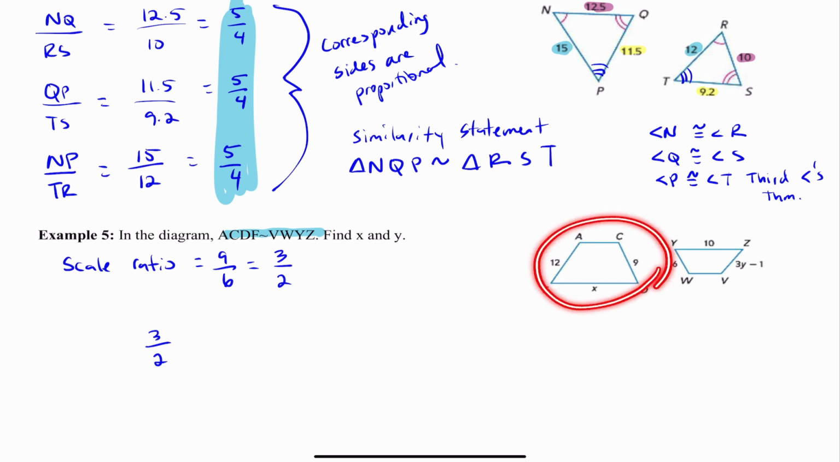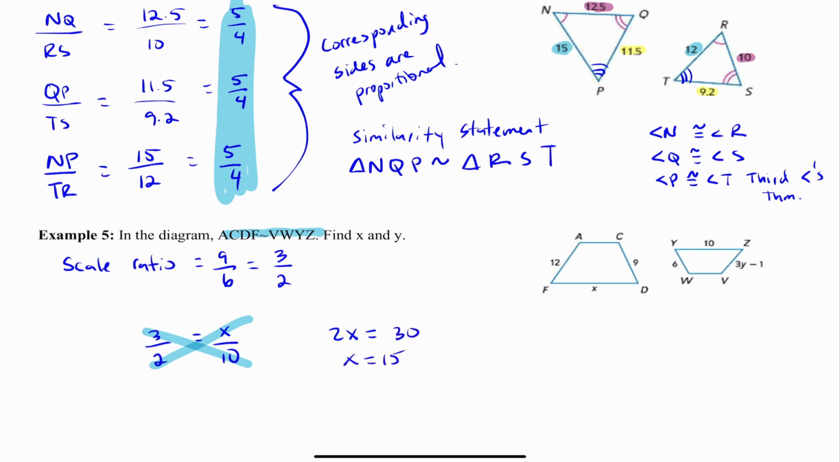So let's take a look at this first figure here. Here's my x, that's FD. So here's FD, the last 2 letters, and it corresponds with ZY. So ZY is here, and it corresponds with FD. So I write x over 10. Then I'm going to cross multiply. So I have 2x equals 30, so x is 15. Okay, so that's the answer for x, and this was me finding x. Let me go ahead and find y.